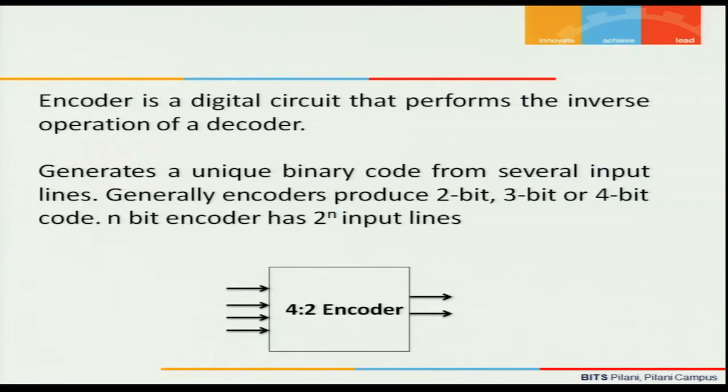In this module on encoders, we will talk about the function of the encoder, how do we build an encoder using gates, then we will talk about what is a priority encoder and take up a couple of applications using encoders. Encoder is a digital circuit which has up to 2 to the power of n input lines and n output lines. Performs inverse operation of a decoder.